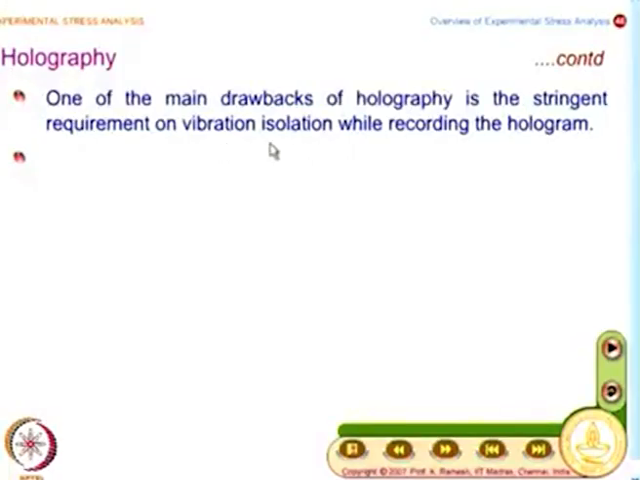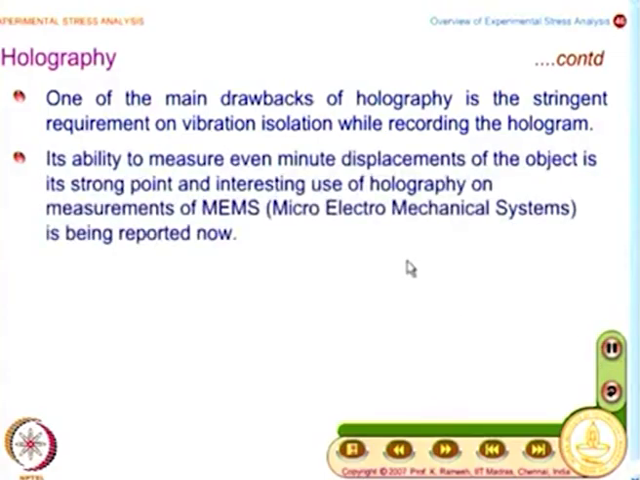When you come to holography, you find vibration isolation is a very important requirement. And even this, with advancements, people are coming out and making techniques which are reasonably robust. That research is also going on. And what you find is, because you talk in terms of wavelengths, you can record minute displacements and such tiny components as MEMS.